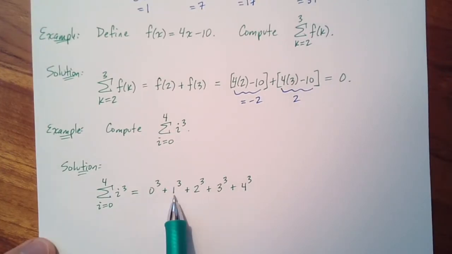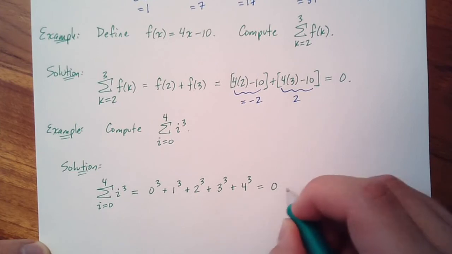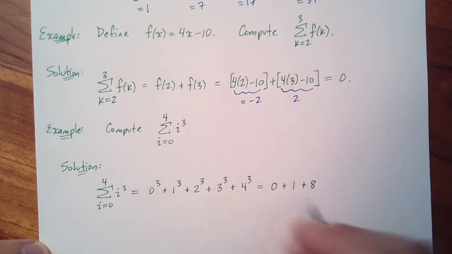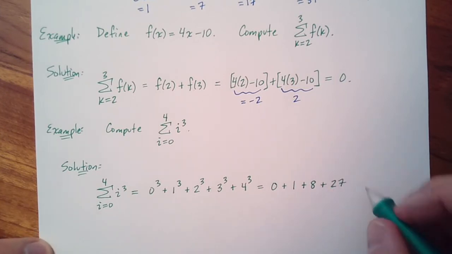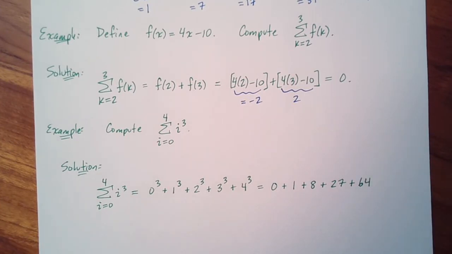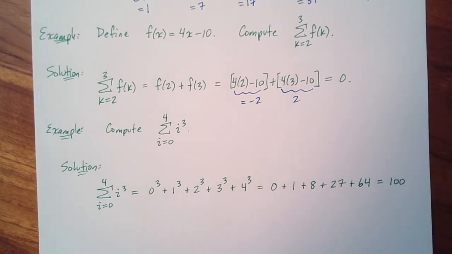Now let's evaluate what each one of these individual terms is. 0 cubed is just 0. 1 cubed is 1. 2 cubed is 8. 3 cubed is going to be 9 times 3, which is 27. 4 cubed is actually 64. And if you add all these up carefully, use a calculator, stack them, whatever you want to do, you're going to end up with exactly 100. So that's what this evaluates to. It evaluates to 100.